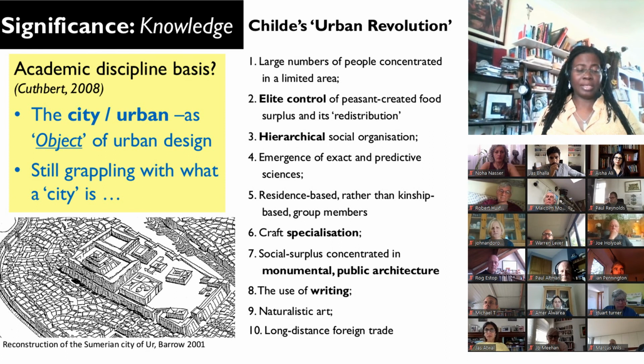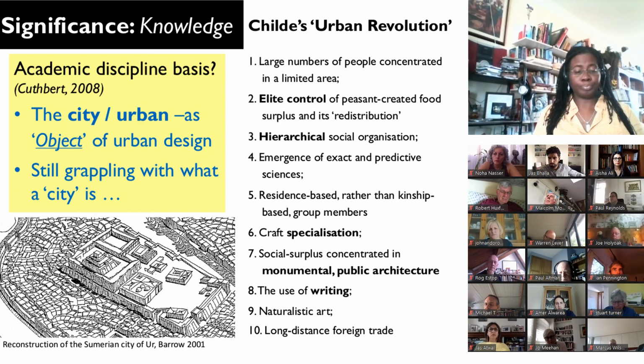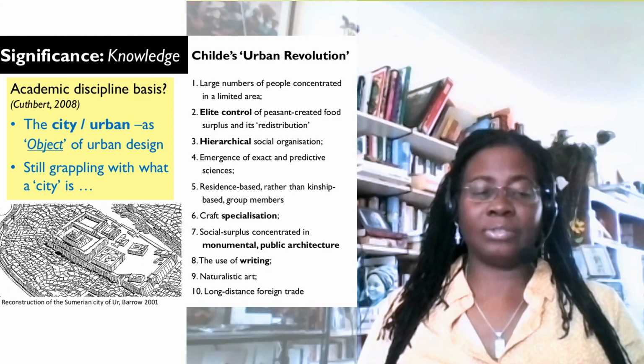And a key critique of Cuthbert, for example, in his paper reviewing the past 50 years of urban design, was that in his view, there was an unclear academic basis for urban design in terms of what urban design's object is. Certainly, increasing with the rate of urbanization, it's quite clear that urban design is concerned with settlements, their form and functioning, in particular, the urban, the city, as a key object of focus and research. However, we're still grappling with what a city is and how cities emerged.